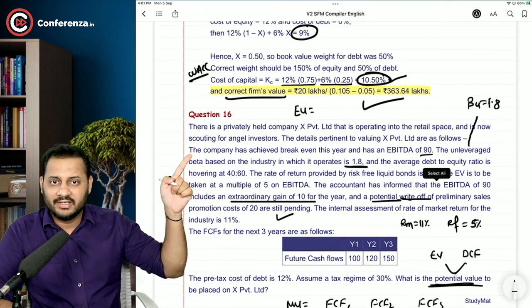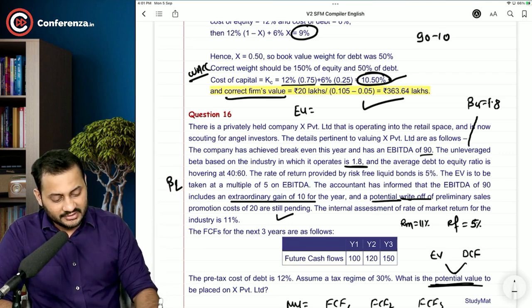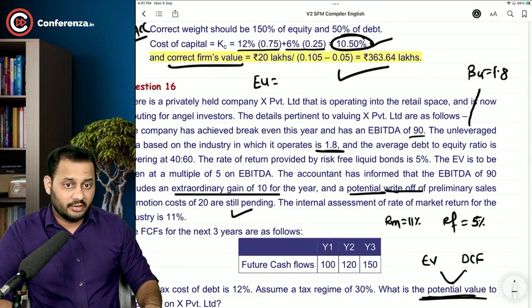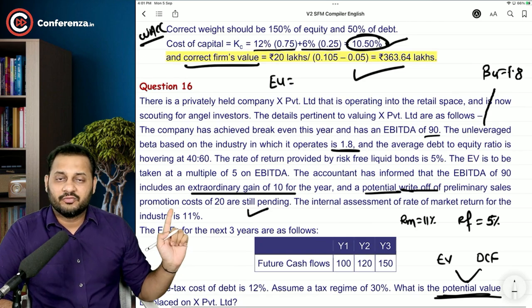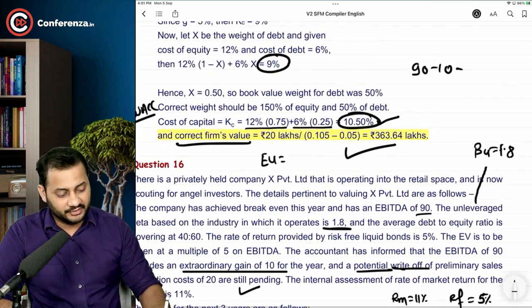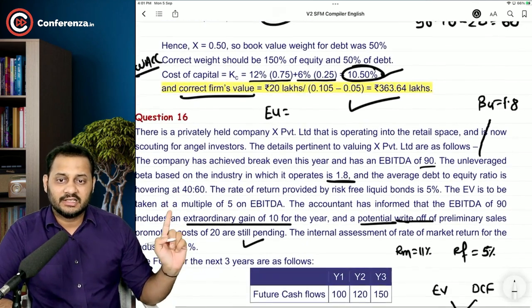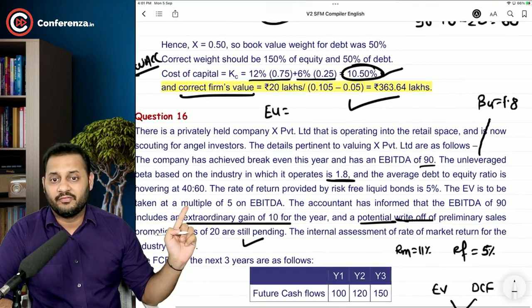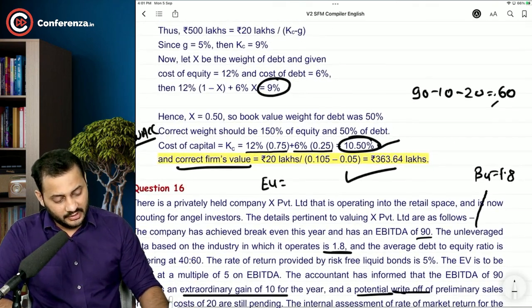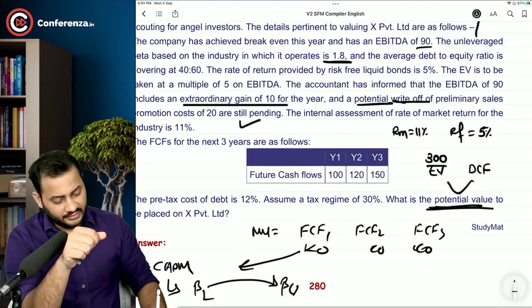The EBITDA of 90 is given, which has to be adjusted with the extraordinary gain, that is 90 minus 10. Also, you will notice that the potential write-off of preliminary expenses is still pending, which is 20. So the new EBITDA will be 60. After that, the question says that the enterprise value is to be taken at a multiple of 5 on EBITDA. So if you take the multiple of 5 on EBITDA, it will be 300. So this is the first answer to this question, which is 300.